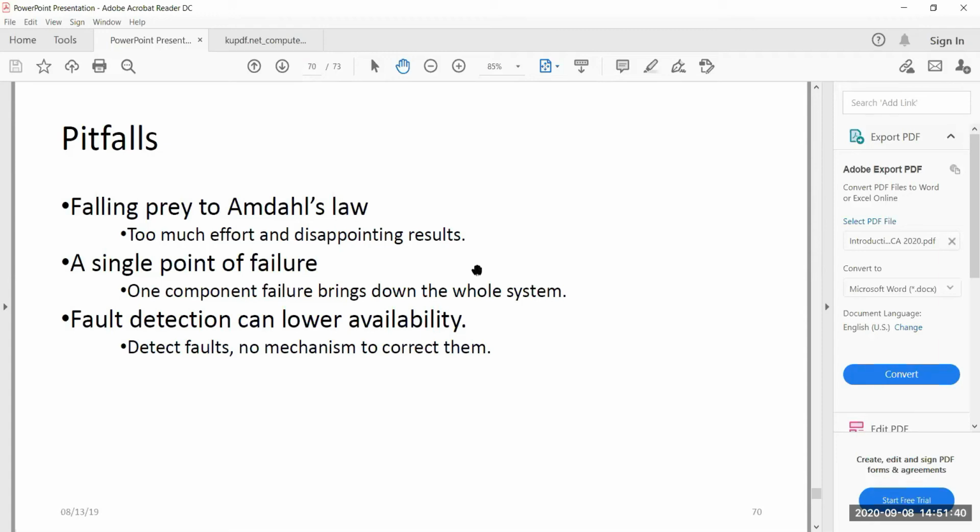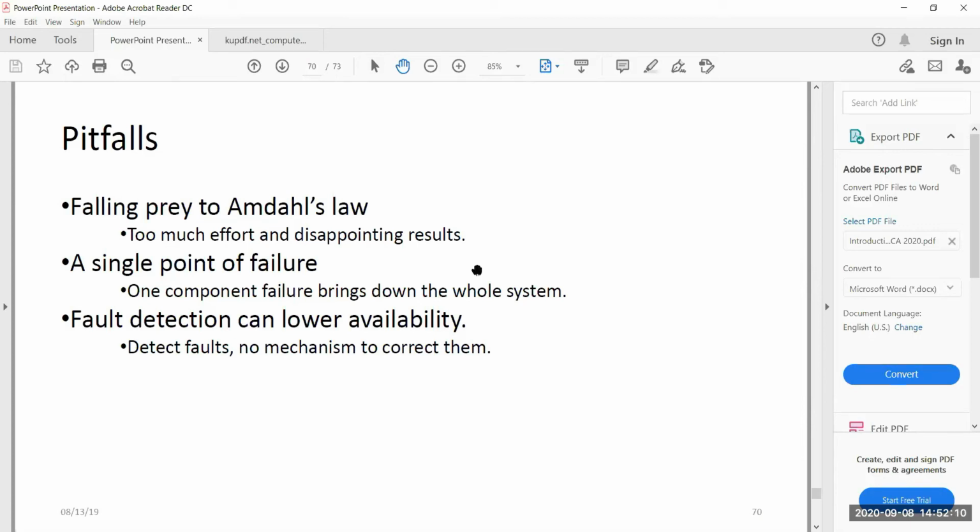But if you try to extend it throughout, with too much effort, it will finally collapse and give you disappointing results. The other pitfall is a single point of failure, where one component failure completely brings down the whole system. That is the reason, after this Amdahl's law observation, whenever we build fault tolerant systems, the rule of thumb is that every system is redundant, so that one single point of failure will not bring down the whole system.